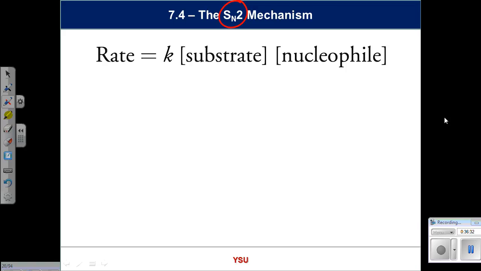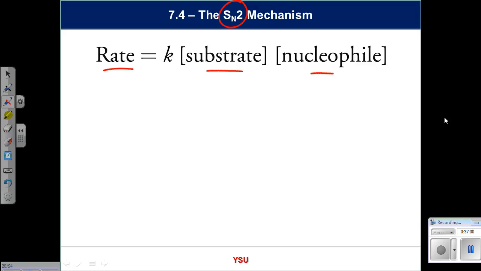Well, the S is obviously substitution. N is because it's a nucleophile. And the 2 is because it's bimolecular. And that molecularity now becomes an issue when deciding what's going to happen. So in this case, it turns out, if you do a simple system like a primary or a methyl alkyl halide, the rate of reaction is dependent on the alkyl halide and the nucleophile concentration. So if I add more nucleophile, what happens? Faster or slower or the same? Faster. If I add more substrate, faster or slower or the same?